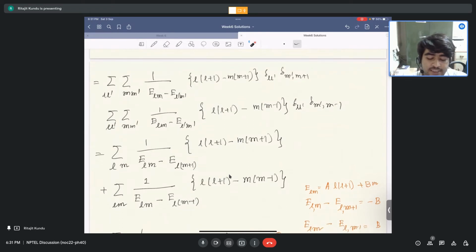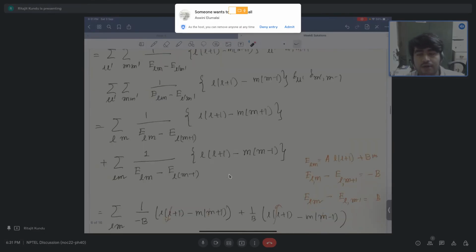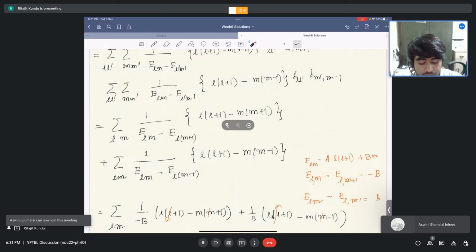When L is the same as L prime in this whole summation, that term will be non-zero, and when M prime is the same as M plus 1, that term will be non-zero. Similarly, when M prime is M minus 1 in the second term, only that term will be non-zero. With this kind of argument, we are summing over L prime and M prime also. Now we are only left with this expression.